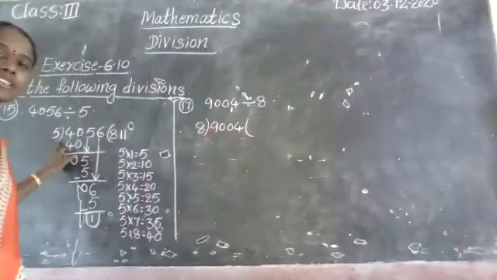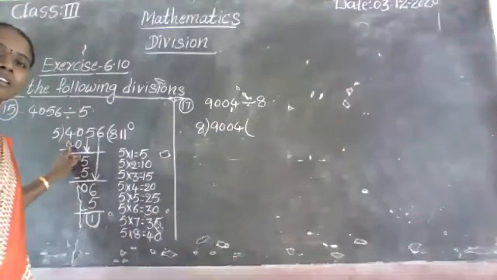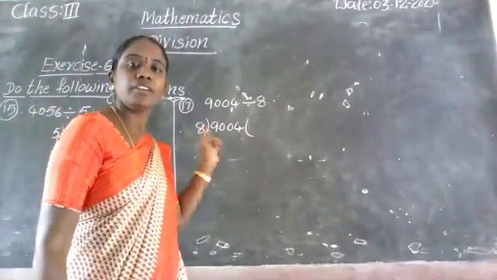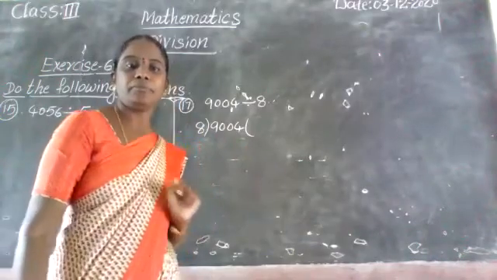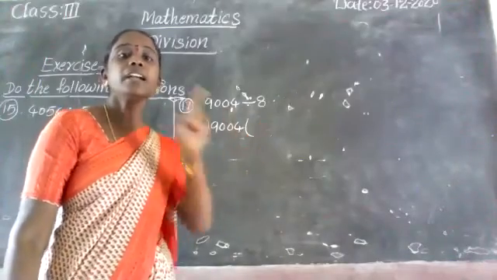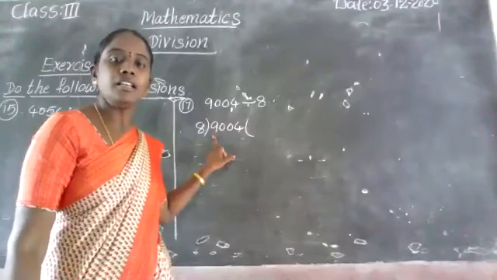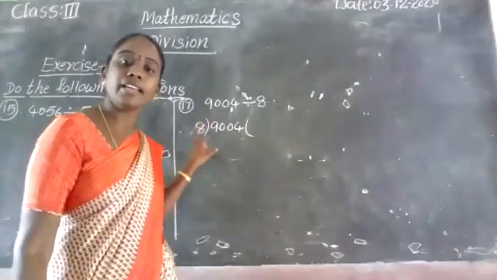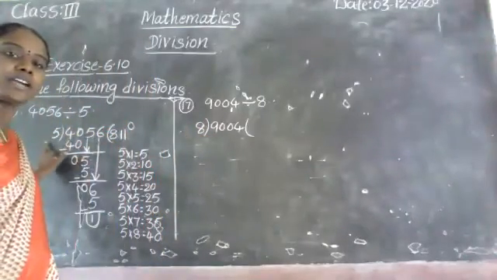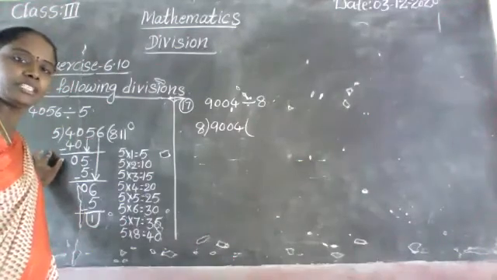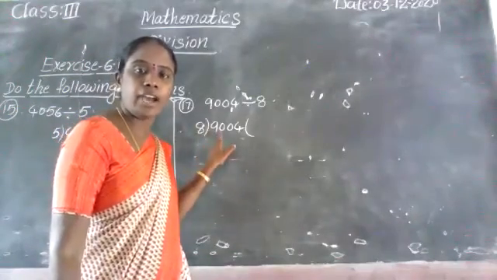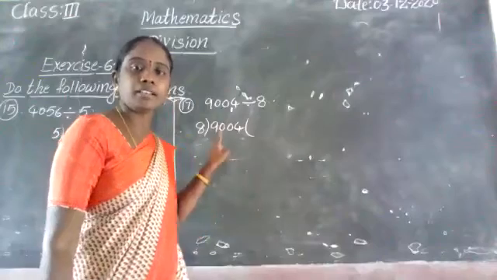If it is smaller than the divisor, what do we do here? We take a 2-digit number. But here it is greater than the divisor, so we have to take a 1-digit number. Here the dividend's first number is bigger than the divisor. 9 is greater than 8. But if it were 4 less than 5, that's why we would take a 2-digit number. But here 9 is greater than 8, that's why we have to take the 1-digit number 9.